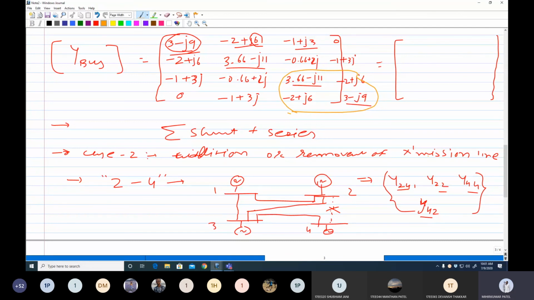And the value of Y24, let me use another color. Yes, here it is 0, same way here it is 0, and Y22 new after removal of line 24. What is the value of Y22? Yes, this element.